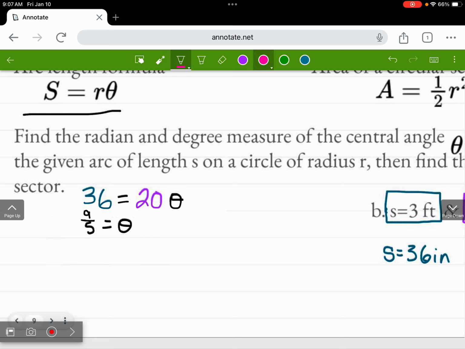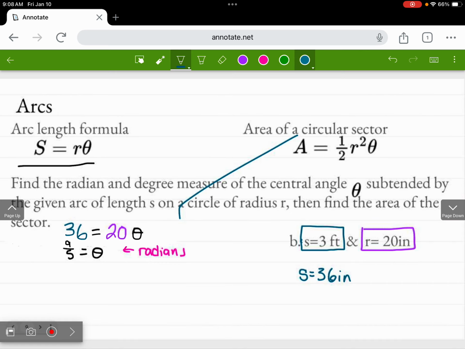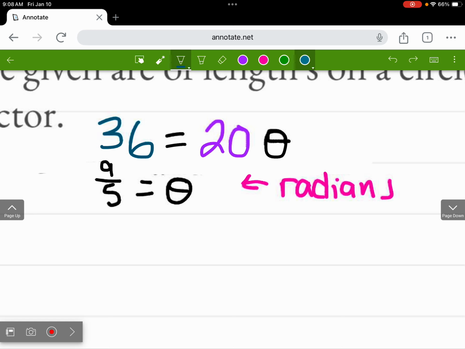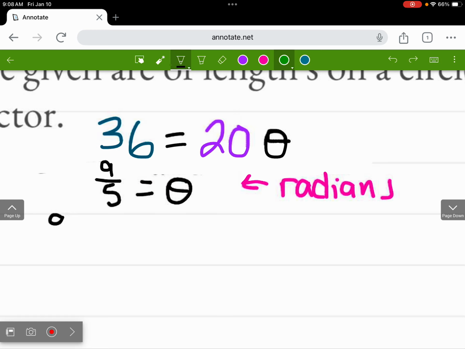Radians. It's in radians. So we also want to find our degrees because they specifically asked us for that. So if I want to get my degrees, stop it. There we go. What do I need to do to that 9/5 in order to get it to be degrees? Multiply it by 180 over pi. That switches it from radians to degrees.